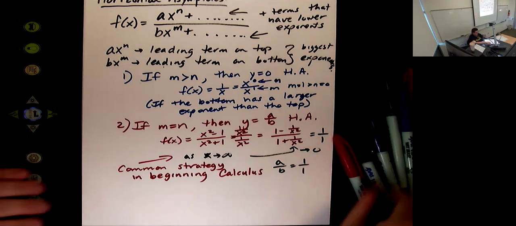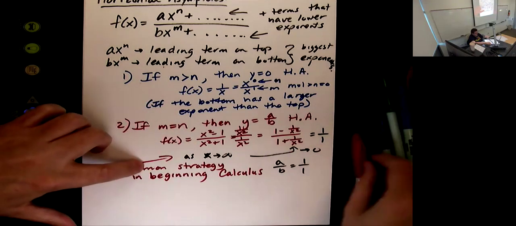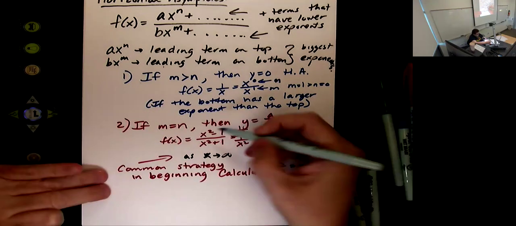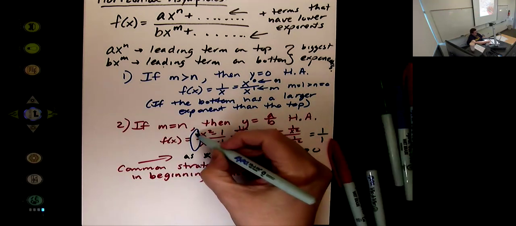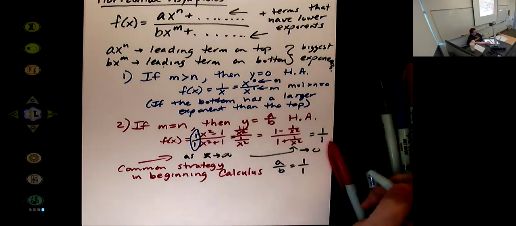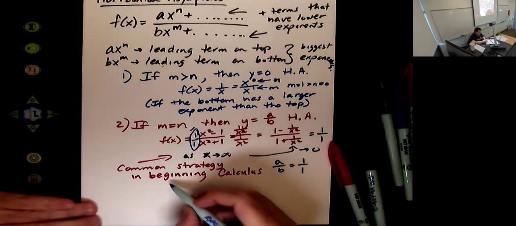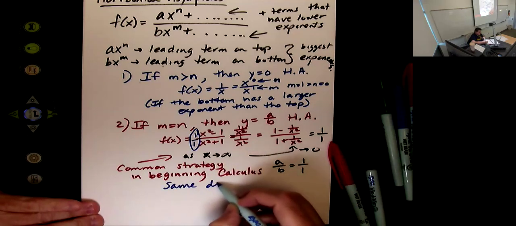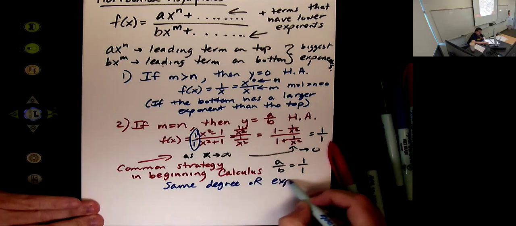The important thing you can do right now is multiply by 1 over x squared like I did, or just focus on the coefficients, 1 over 1. But it requires the same degree, or exponent, on top and bottom.